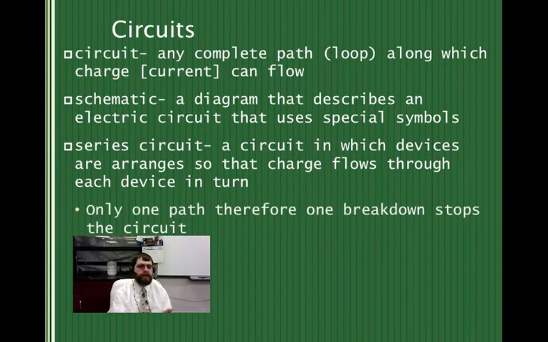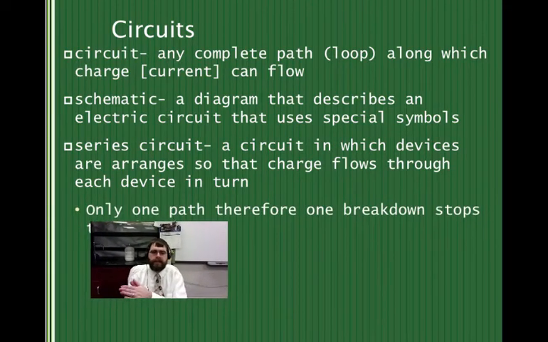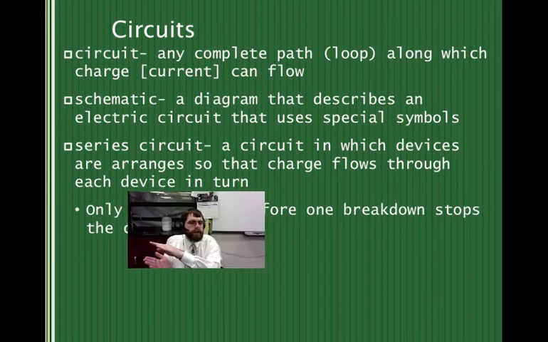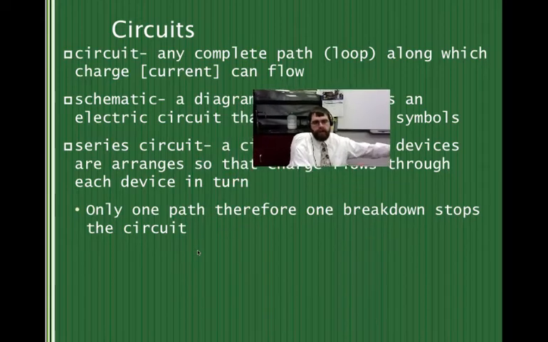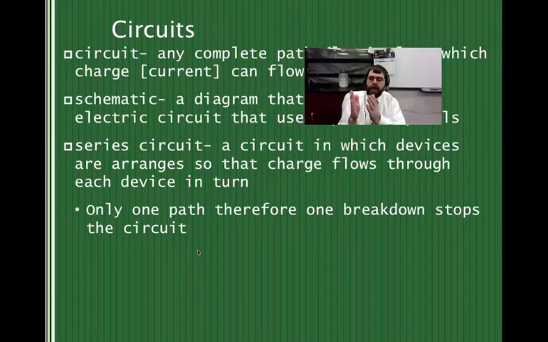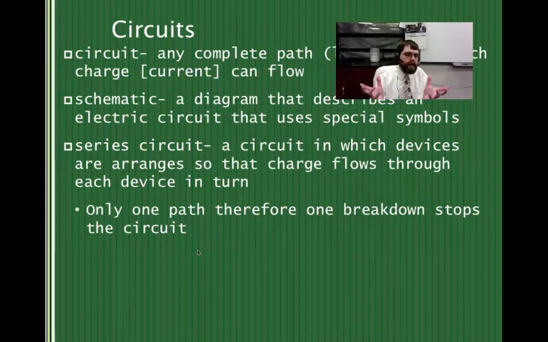Anyway, there are two basic types of circuits, and you've seen these in the past back in elementary, but a series circuit is a circuit where the charge flows through each device in turns. That is, it goes through device A, and then device B, and then device C, and so on and so forth. And if it's broken anywhere in the path, then the whole thing goes dead.